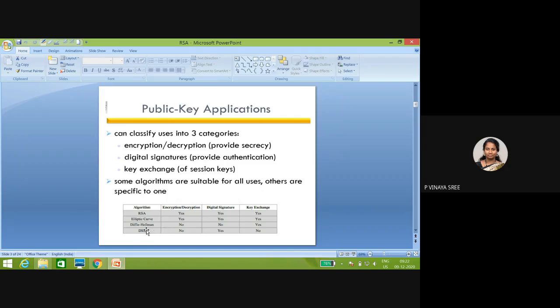Diffie-Hellman is used for exchanging the session key, for key exchange only. For the remaining cases, is it used for encryption and decryption? No. Is it used for digital signature? No. The next one is DSS, the digital signature standard. It is only used for digital signature, not for key exchange or encryption and decryption. Whereas RSA supports encryption, decryption, digital signature, and key exchange.